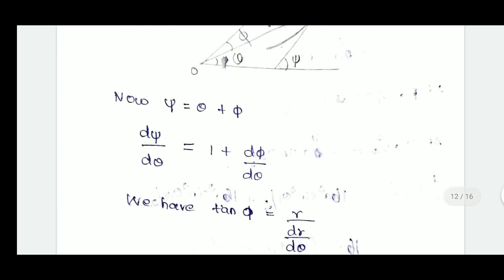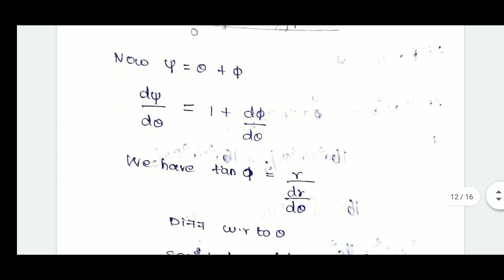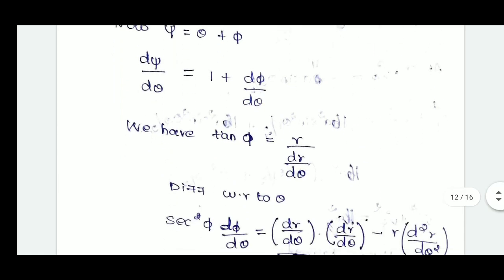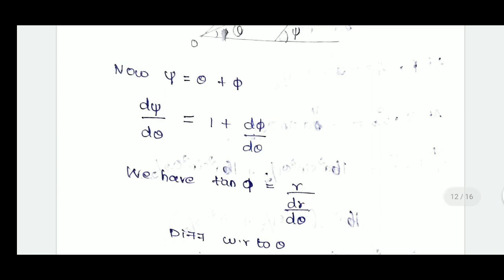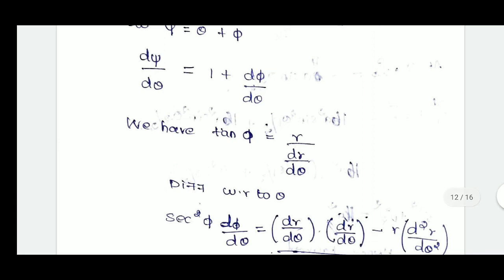Differentiate with respect to theta: d psi by d theta equal to 1 plus d phi by d theta. And we know the result, tan phi equal to r by dr by d theta.